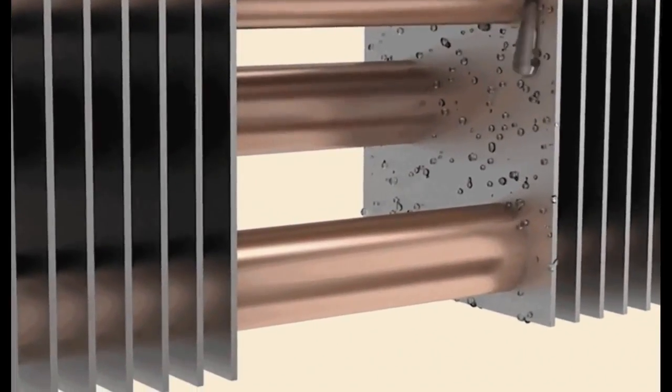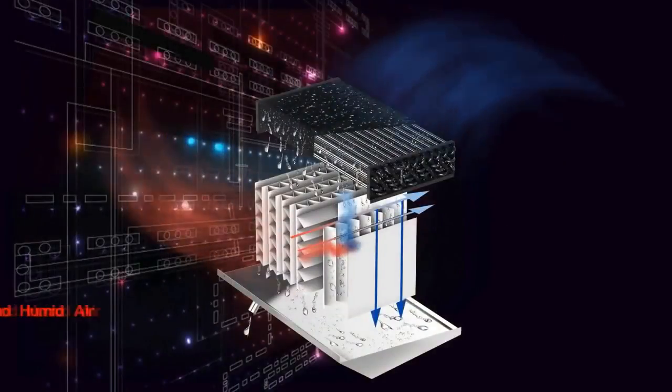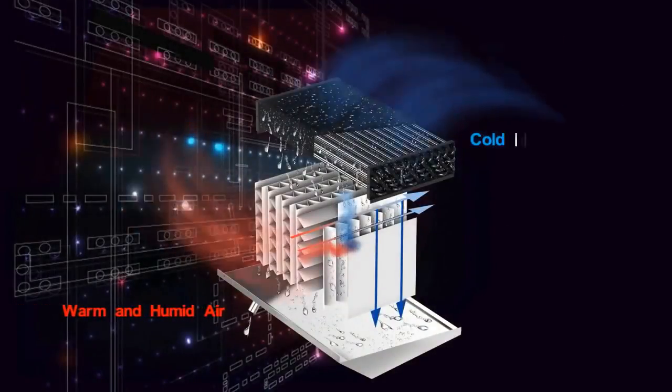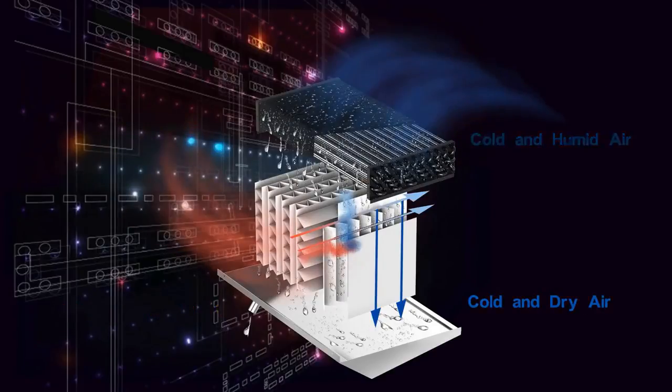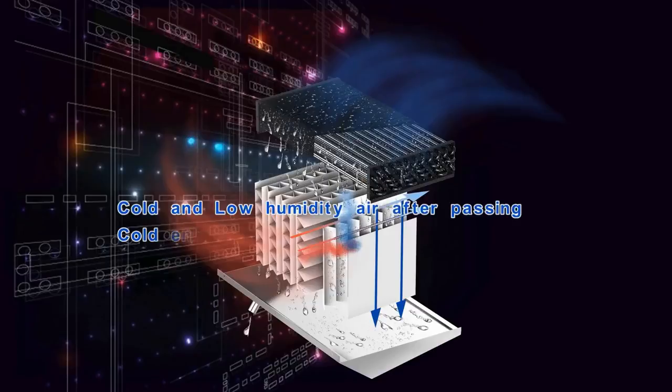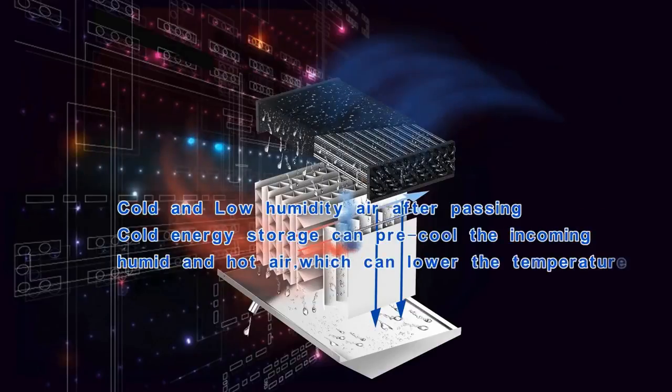Chilly condensate water converges together and it becomes extremely chilly cold water that cools down the warm air passing through the cold energy storage. Mutually perpendicular vents on each layer of ventilating board enhance the air cooling effect during times of circulation.